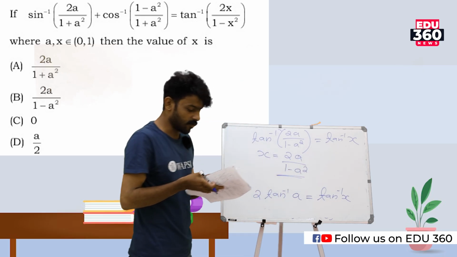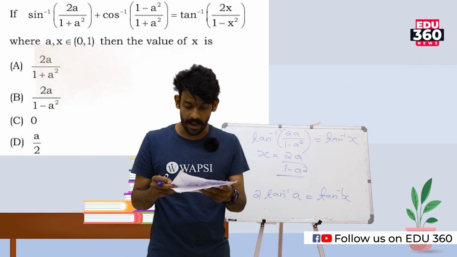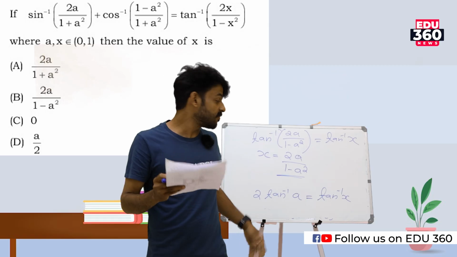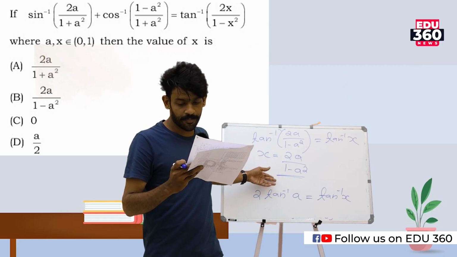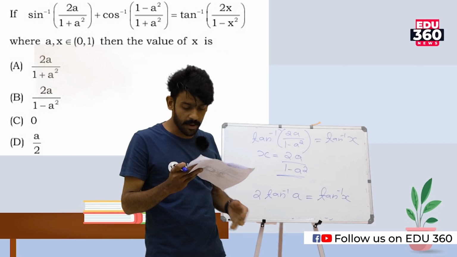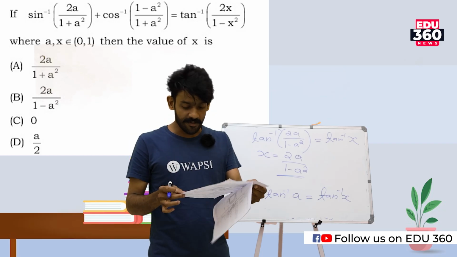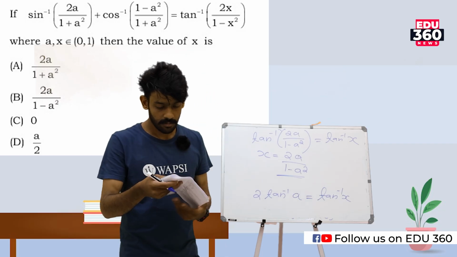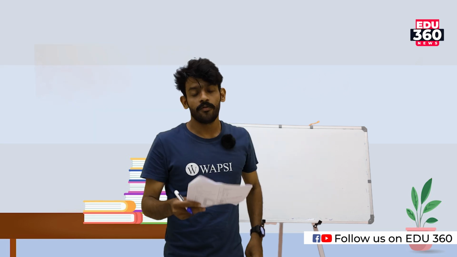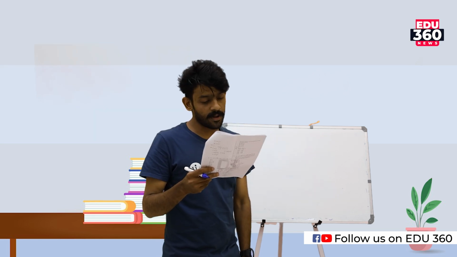Now look at the options. While we are going through the options, we can see that option B is the correct answer. That is, the value of x is equal to 2A divided by 1 minus A square is the correct answer for this question. Okay. So now we can move on to the next one.